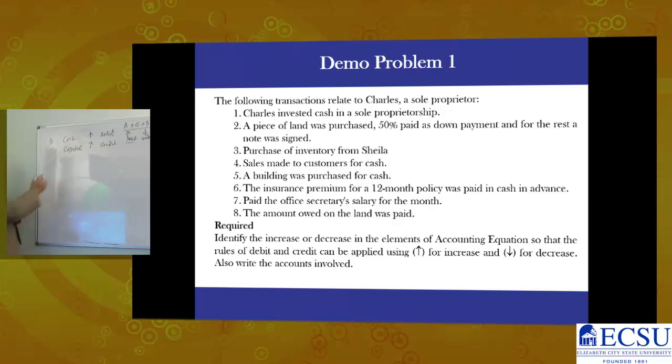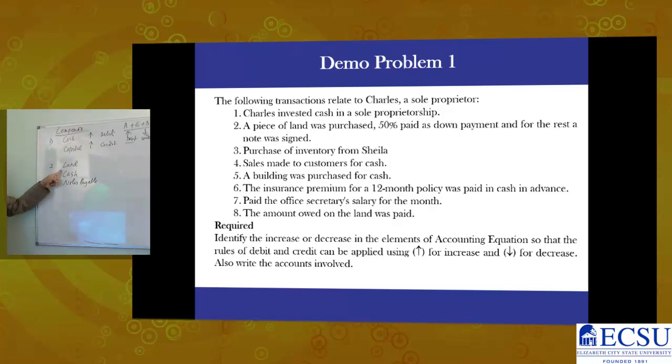Now, number 2 is a piece of land was purchased. So land is number 1. 50% paid as down payment. So that means whenever you hear that word, cash. And then for the rest a note was signed. So notes payable is another account that I'm going to use. So these are the 3 accounts that I'm going to have. So this is going to be called a compound journal entry. Whenever a transaction has more than one debit or credit, we call that a compound journal. So this is what is going to happen.